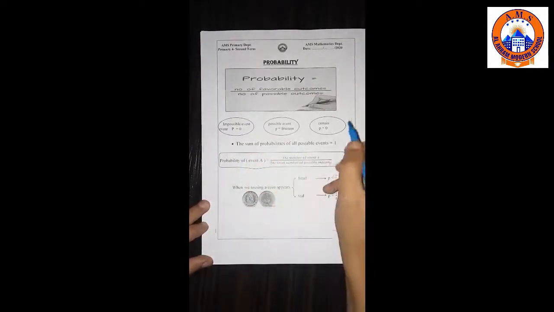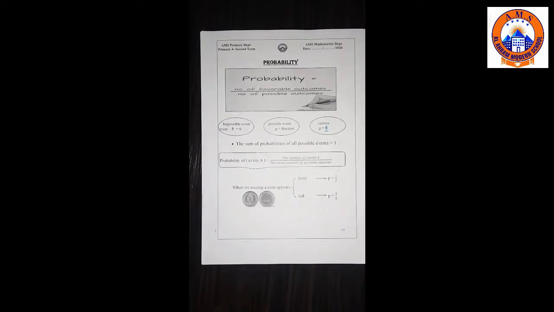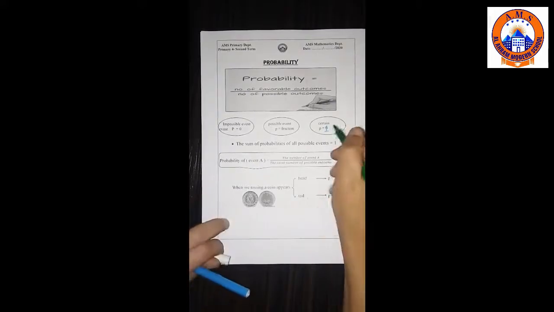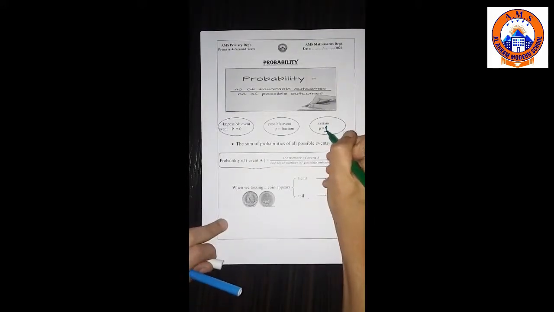You have a mistake here in your booklet. The certain event, its probability equals 1, not 0. So you have to modify it to 1.